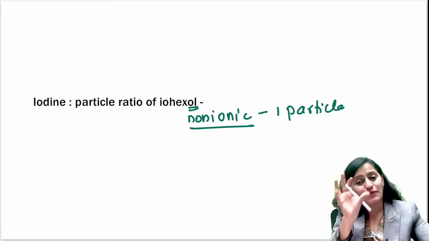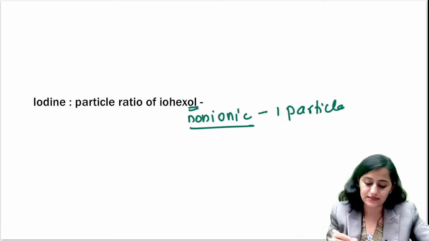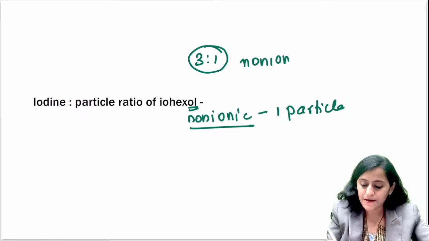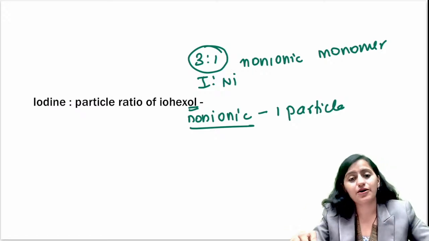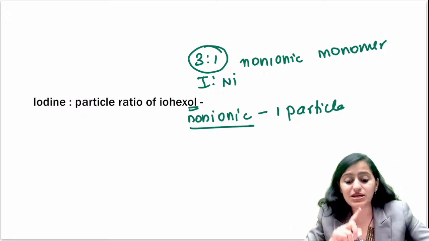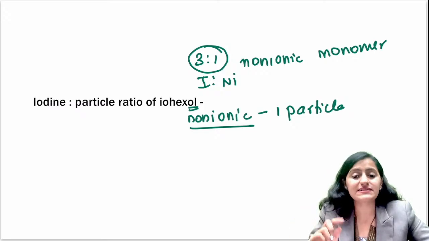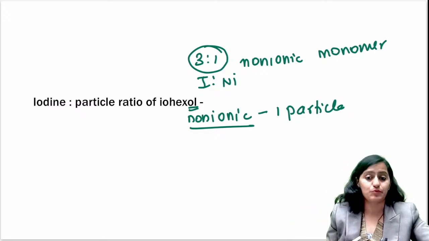Non-ionic means it's like one complete particle. It is not dissociating into two particles. It is one particle, right? This is going to be 3:1 because it's a non-ionic monomer. When I say monomer, it will give 3 iodine. Okay, non-ionic will give one particle. It is 3:1 guys, not 3:2. Two particles are given by ionic contrast media. Okay, not by the non-ionic ones.